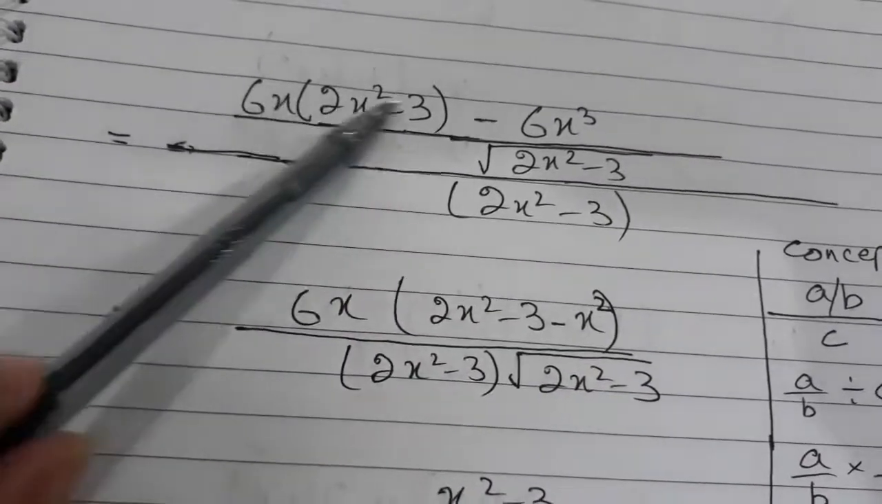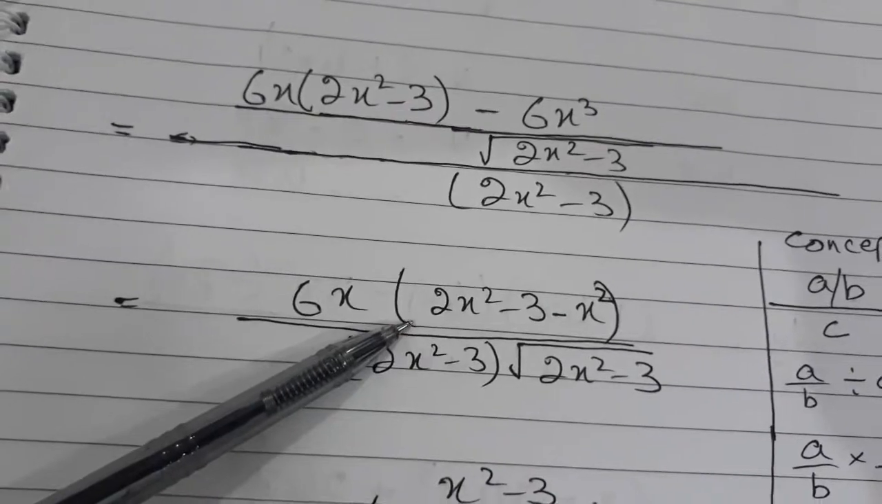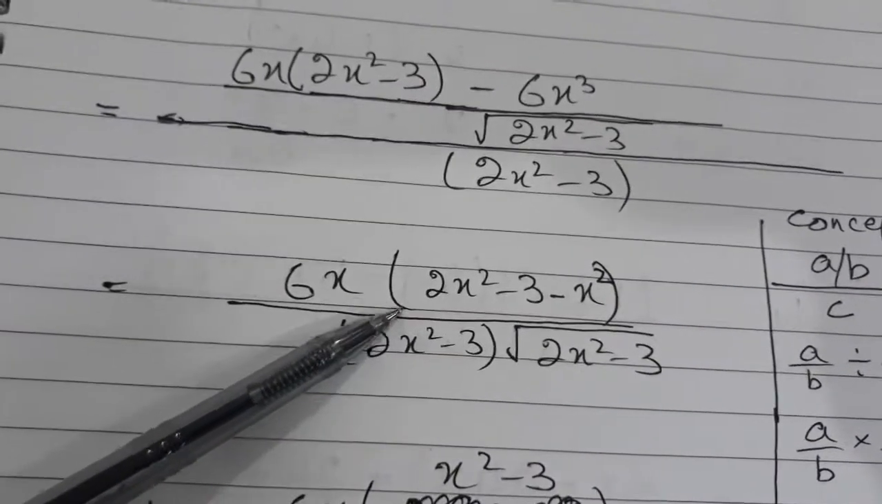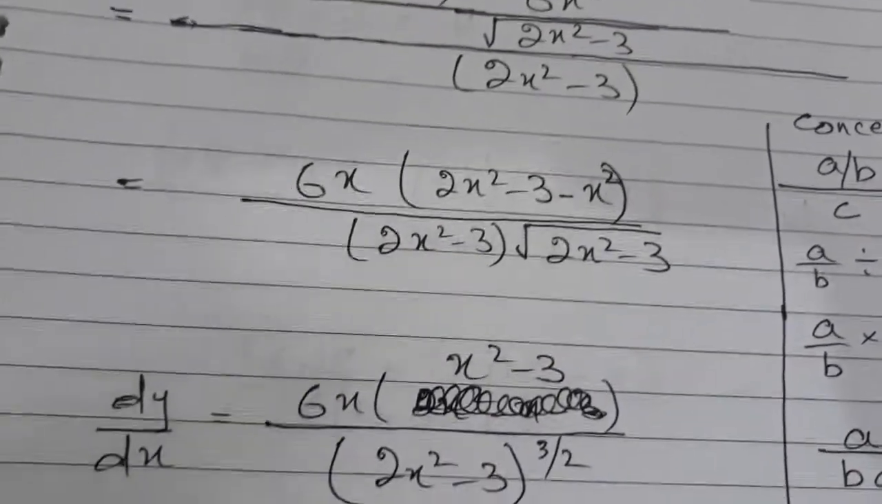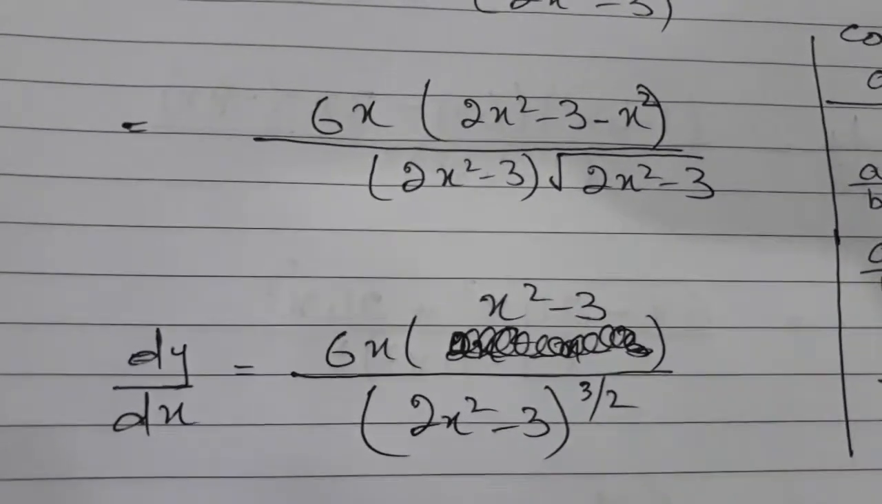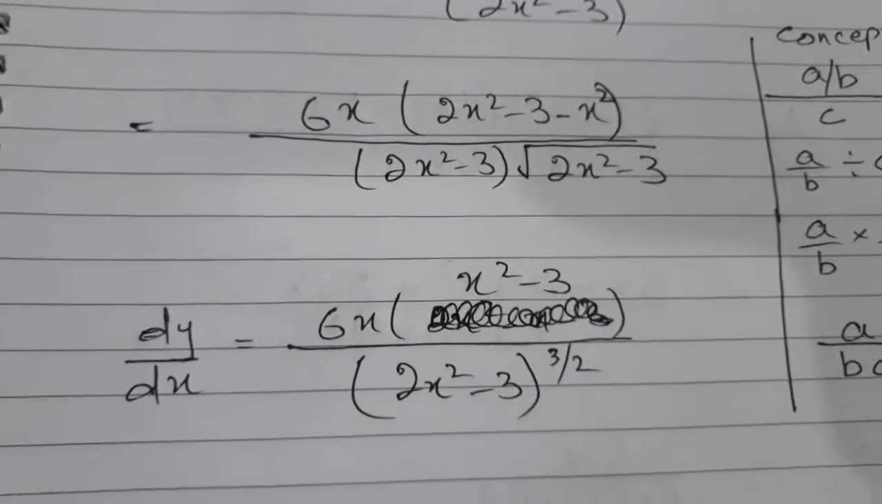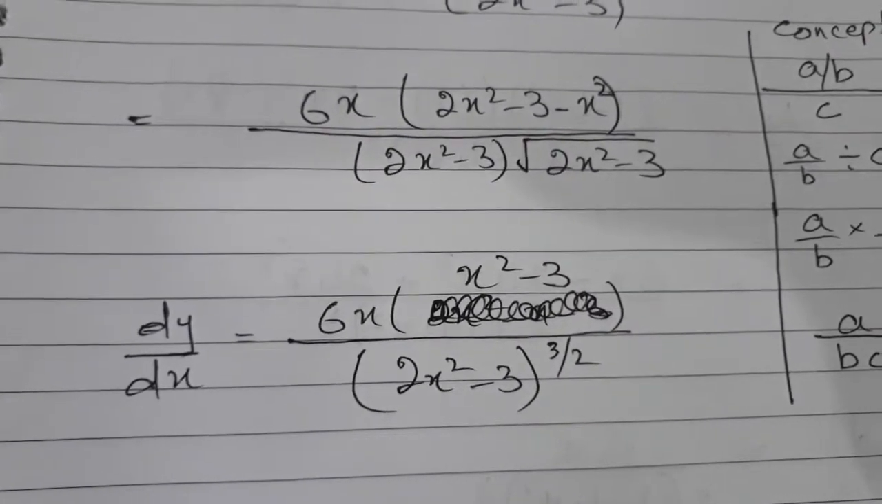So now I'm opening or expanding this numerator, which is here, right? And then I got this. So this is my derivative of the function. I hope you understood. Now let's see the last example of quotient rule.